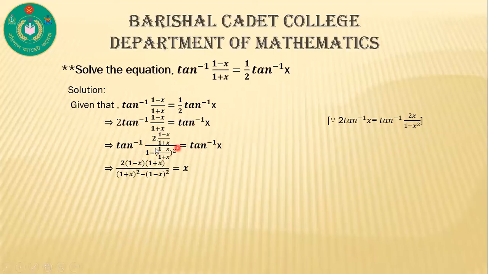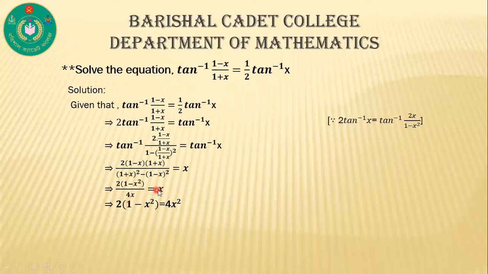Now tan inverse cancel. Then we can write 2 into 1 minus x into 1 plus x by 1 plus x whole square minus 1 minus x whole square is equal to x. After calculating this, we can write 2 into 1 minus x square by 4x, because 4ab is equal to a plus b whole square minus a minus b whole square. Here a means 1, b means x. That's why directly we can write 4x is equal to x.